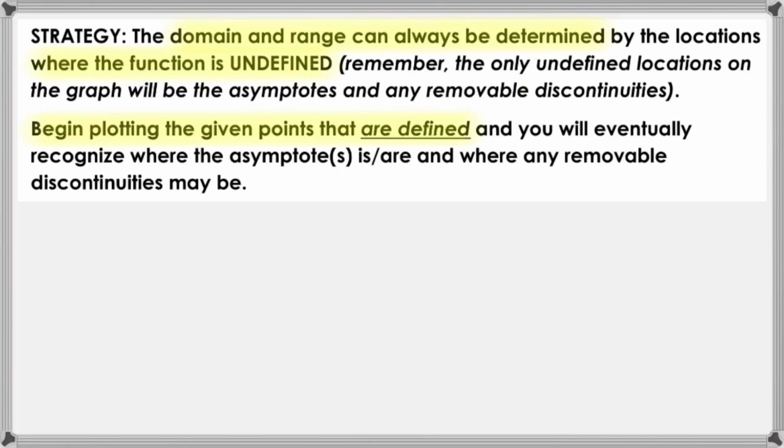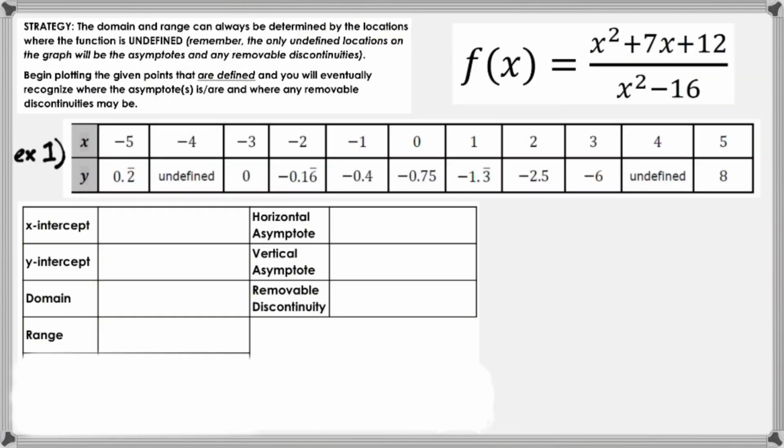The general idea is to understand your domain and range can always be determined from a table by looking at the values that are undefined. That's the key. Undefined locations are your asymptotes or your removable discontinuities. In order to figure this out, you're going to be given points that you are able to graph. They are defined, and then you'll kind of notice from doing this procedure where the asymptote is and where the removable discontinuity falls. So let's just go ahead and take a look at these.